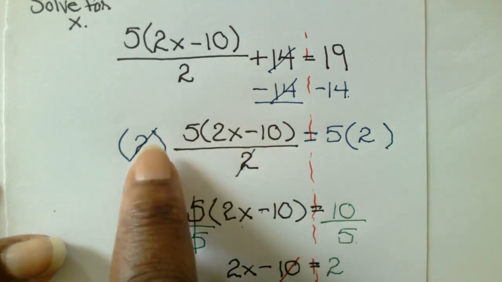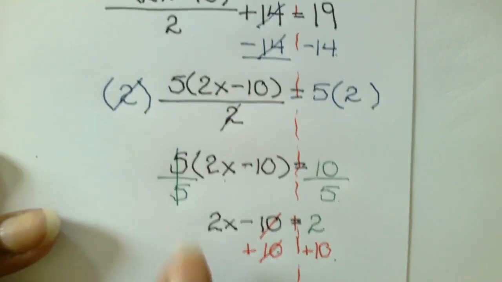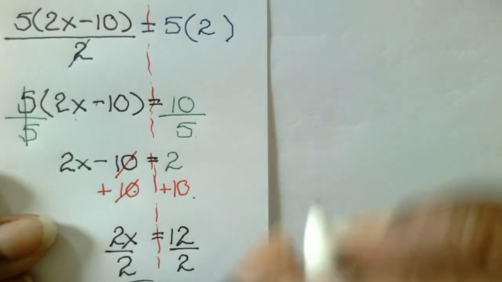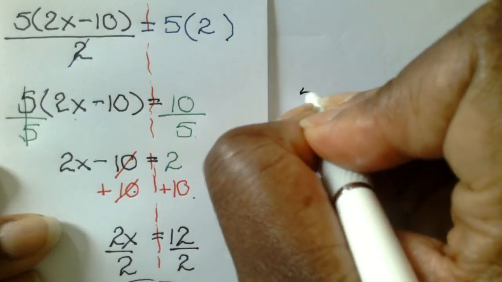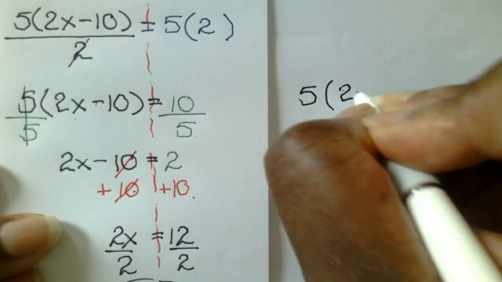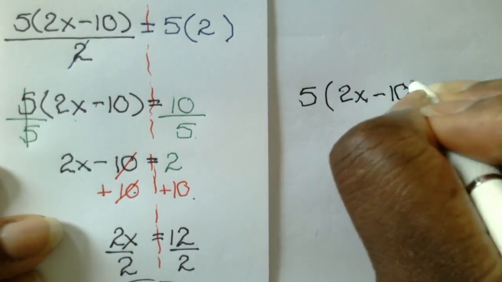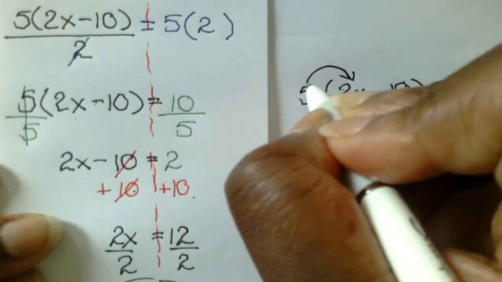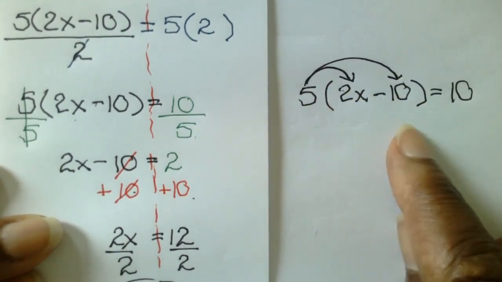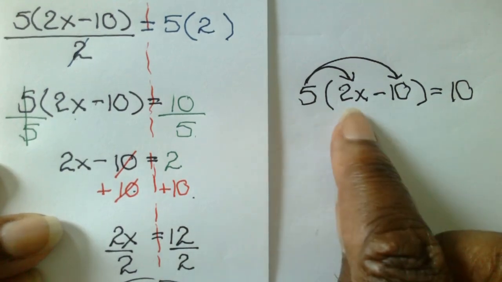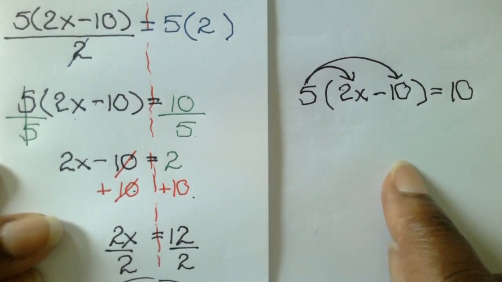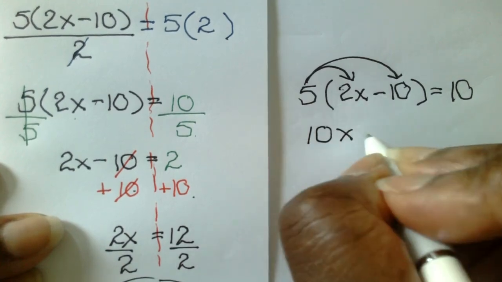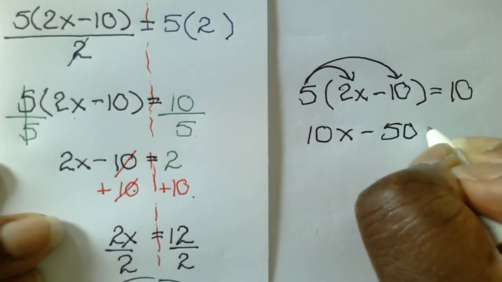So you multiply both sides by 2. When you get to this part, if you want to do the distributive property, you can. This is what we got from here. If you want to distribute, the key thing is make sure you distribute to everything inside the parentheses. A lot of you will stop here and just bring down the minus 10. No, distribute that 5 to everything. So you have your 10x minus 50 is equal to 10.